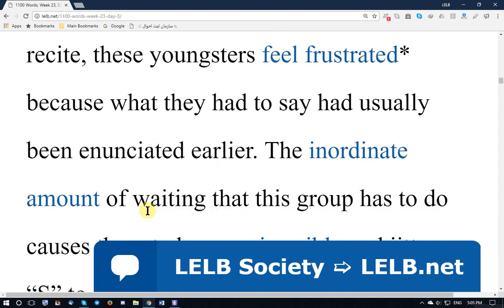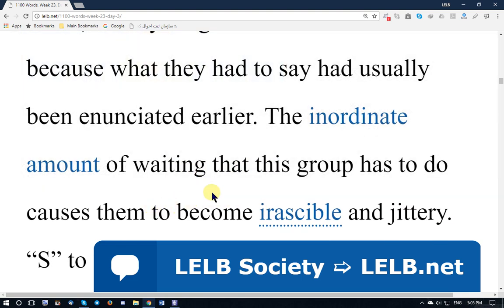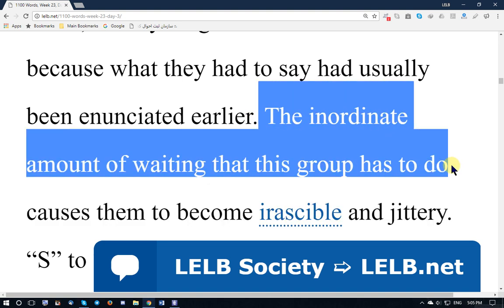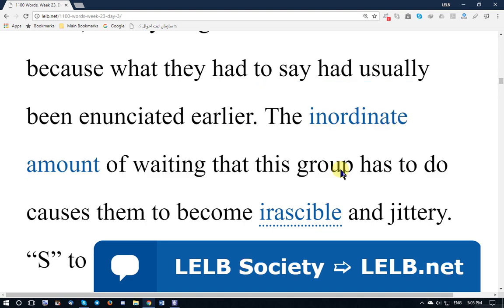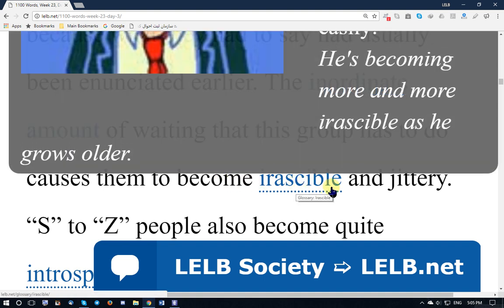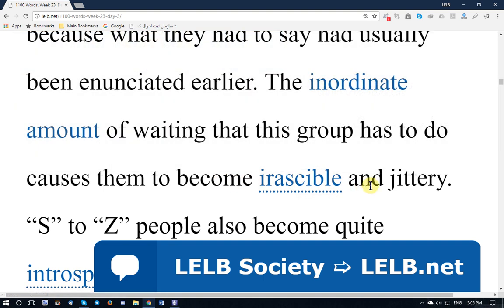The inordinate amount of waiting that this group has to do. This is the subject. Pay attention. This is the subject of the verb, of the sentence. So the excessive amount of waiting that this group has to do causes them to, sorry for the external noise, causes them to become, or makes them become irascible or go angry and jittery. So irascible and jittery both mean angry.